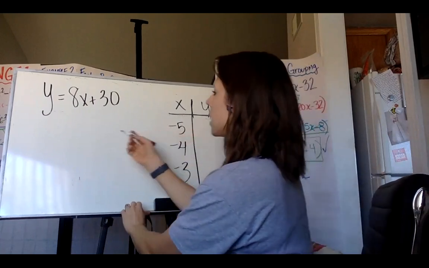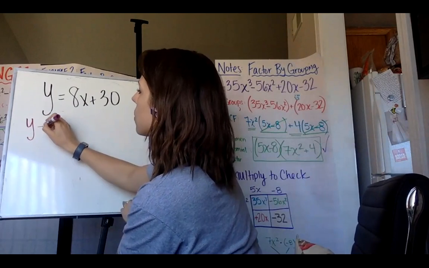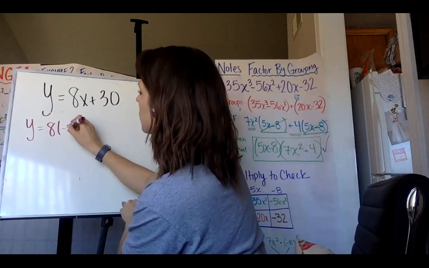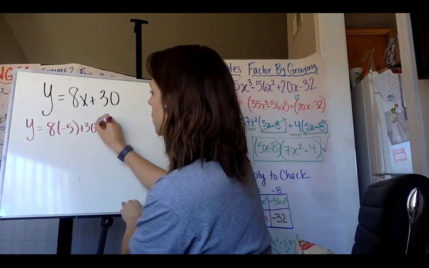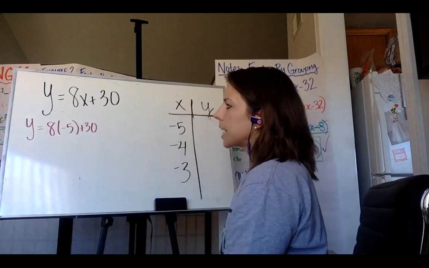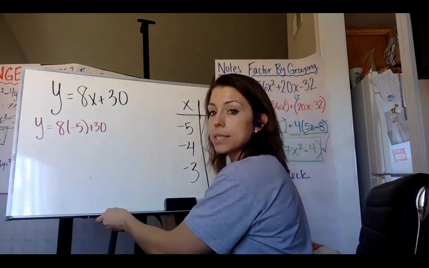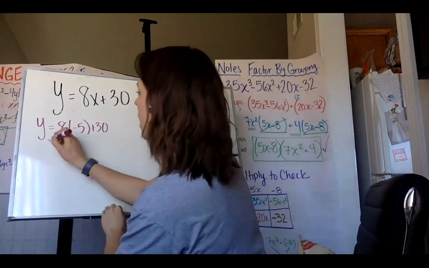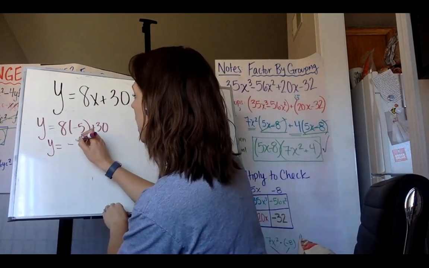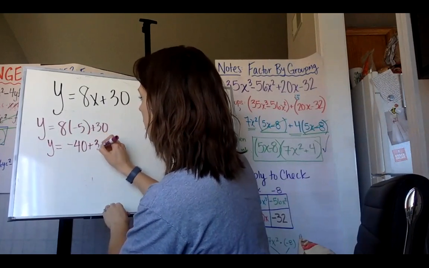Let's start by plugging in -5. So that means y equals 8 times -5 plus 30. 8 times -5. Well, 8 times +5 is 40, so I know 8 times negative 5 is negative 40. So that means y equals negative 40 plus 30.